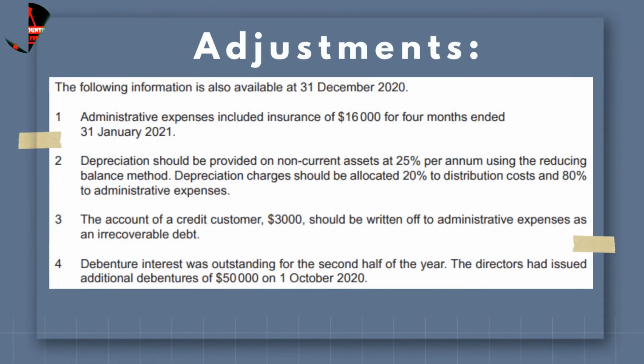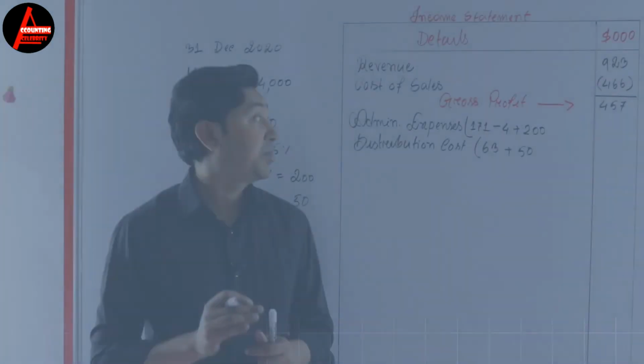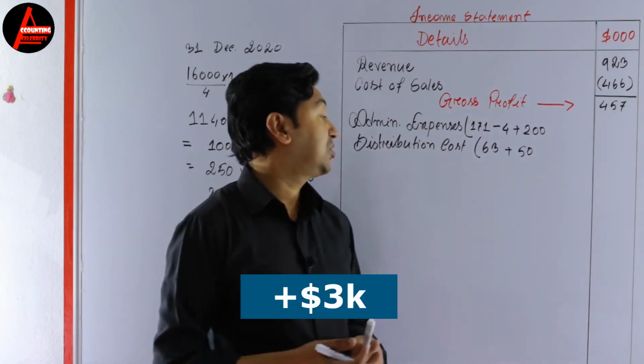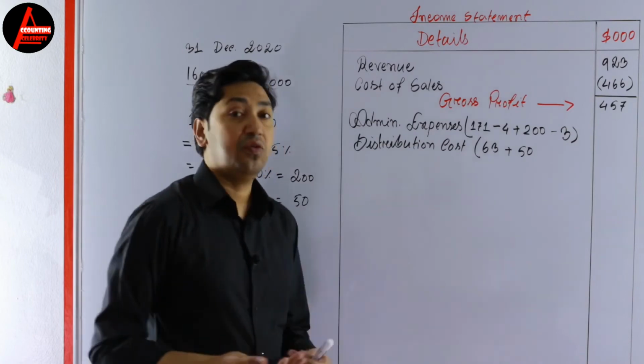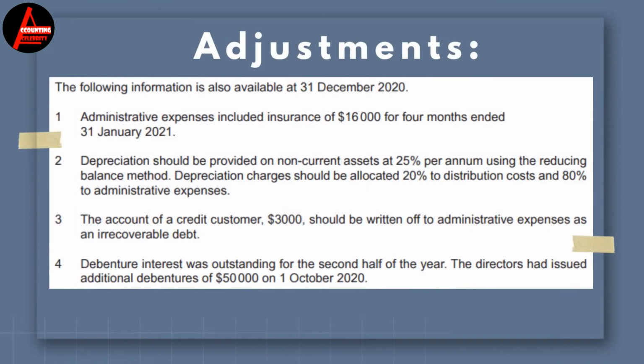What about number 3? The amount of credit customer $3,000 should be written off to administrative expenses as an irrecoverable cost. So this is a bad debt. This amount will not be recovered. The customer will not pay this amount. Now what to do? Minus 3K. Okay, very good. So now we have one more adjustment. Let us have a look at that.